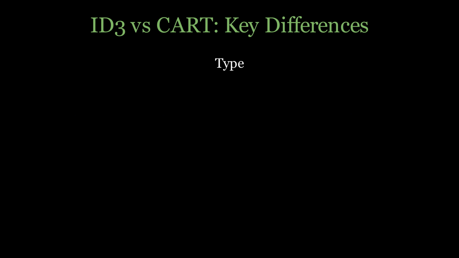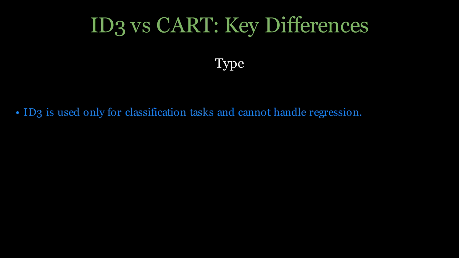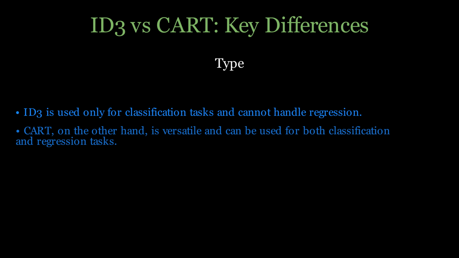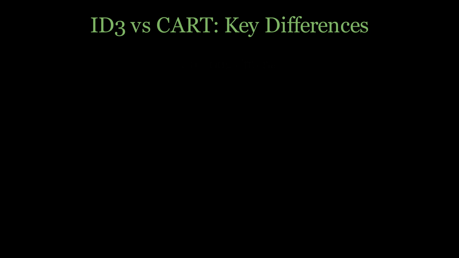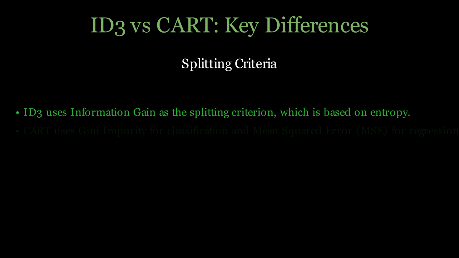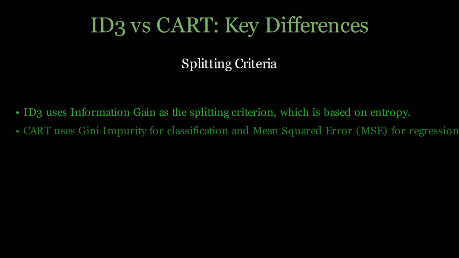Type. ID3 is used only for classification tasks and cannot handle regression. CART, on the other hand, is versatile and can be used for both classification and regression tasks. Splitting criteria. ID3 uses information gain as the splitting criterion, which is based on entropy. CART uses Gini impurity for classification and mean squared error, MSE, for regression.